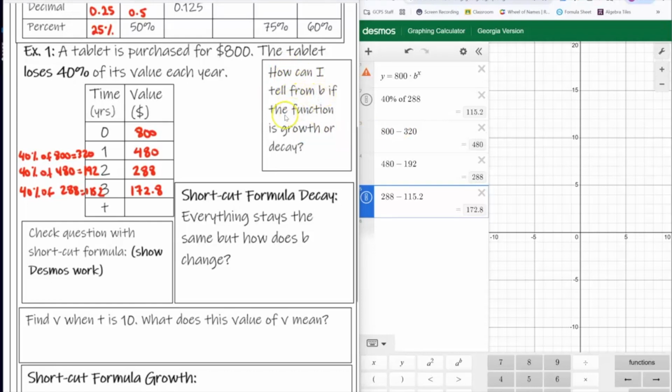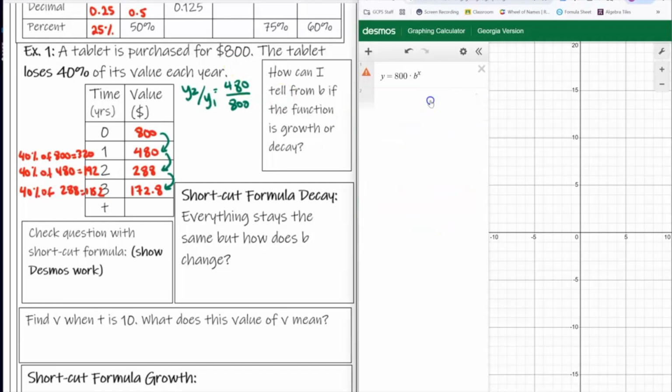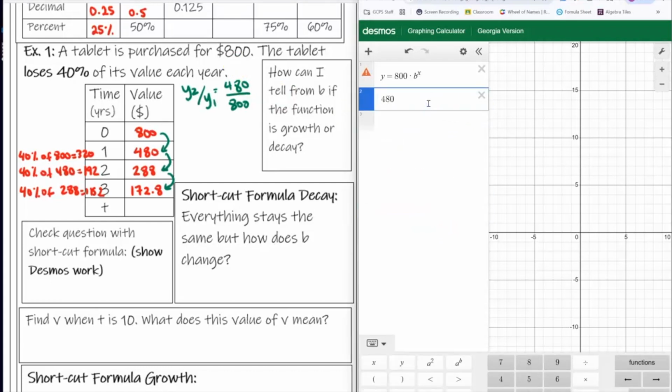How can I tell from B if the function is either growth or decay? So I have a table. How can I find out what my B value is from this table? Well, if you remember, you are trying to say, what am I multiplying by each time to get my next factor? And the easiest way is to take your second value divided by the first value. So my second value is $480, and I divide by my first one, which is 800. I'm going to type that right up into the calculator. 480 divided by 800 is going to give me 0.6. So my growth or decay factor is 0.6.